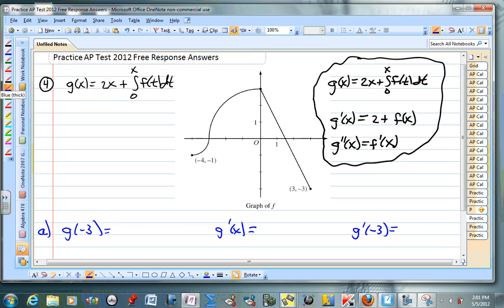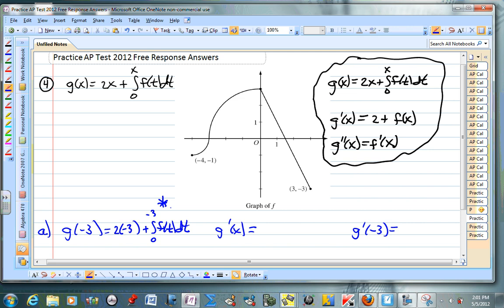So let's get started. In part A, we're asked to find three values. g of negative 3, g prime of x, and g prime of negative 3. So start by finding g of negative 3. The way this function is defined, this is going to be 2 times negative 3 plus the integral from 0 to negative 3 of f of t dt.